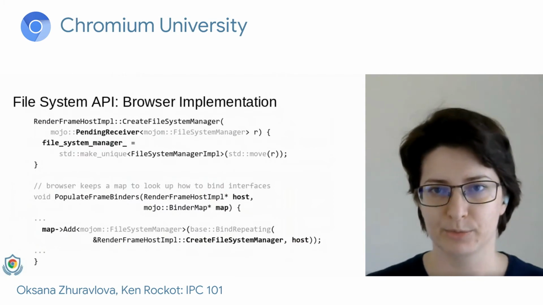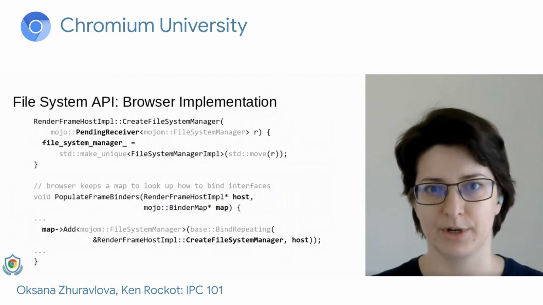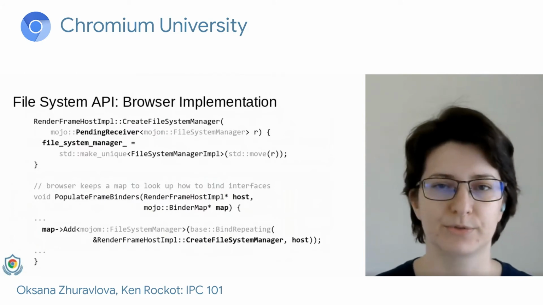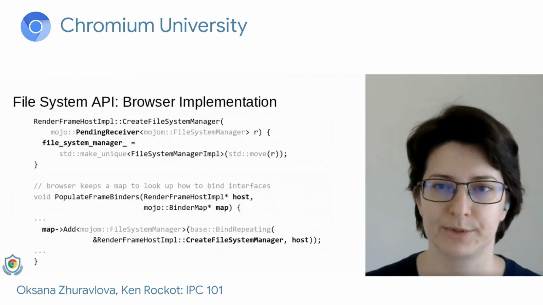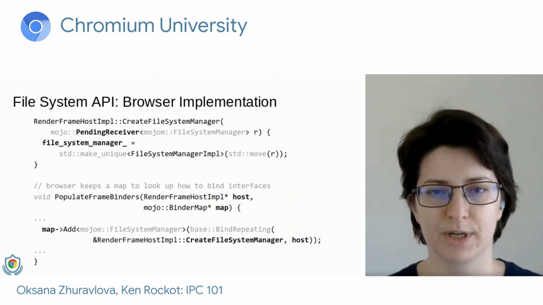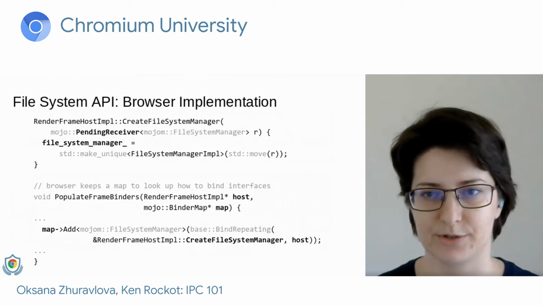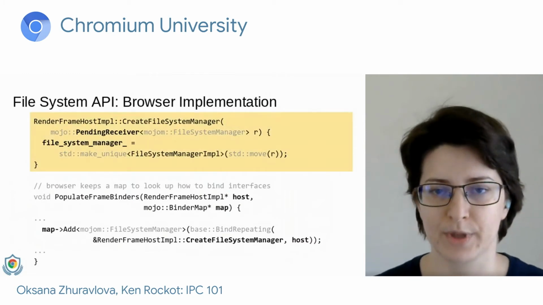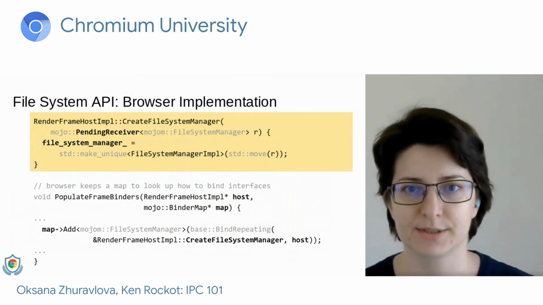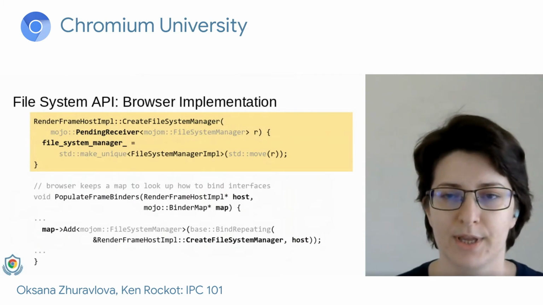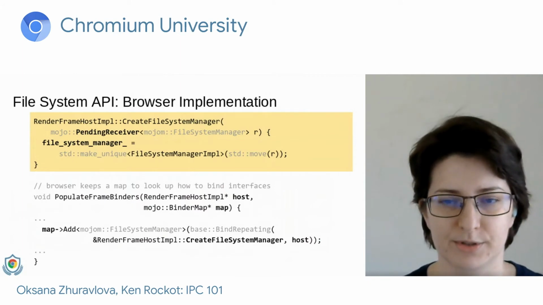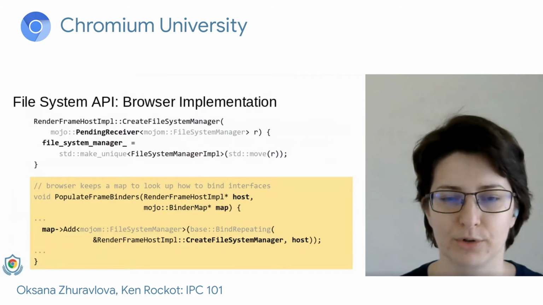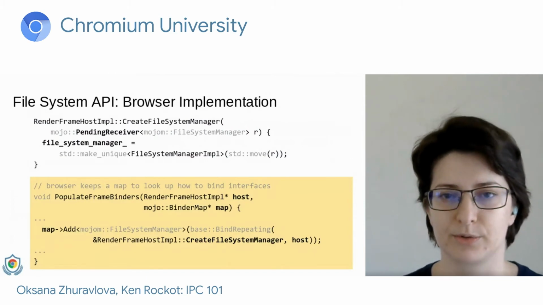So you might remember the browser interface broker mechanism mentioned earlier. The browser part of the broker maintains the map that matches pending receivers for different interfaces to their relevant implementations. Since the renderer uses the frame's broker to acquire the file system manager interface, it would be reasonable to have a method in render frame host impl, and this method will create an instance of file system manager impl and pass the incoming pending receiver to its constructor. And finally, we register this method in the broker's map so that it gets called when the renderer requests this interface.